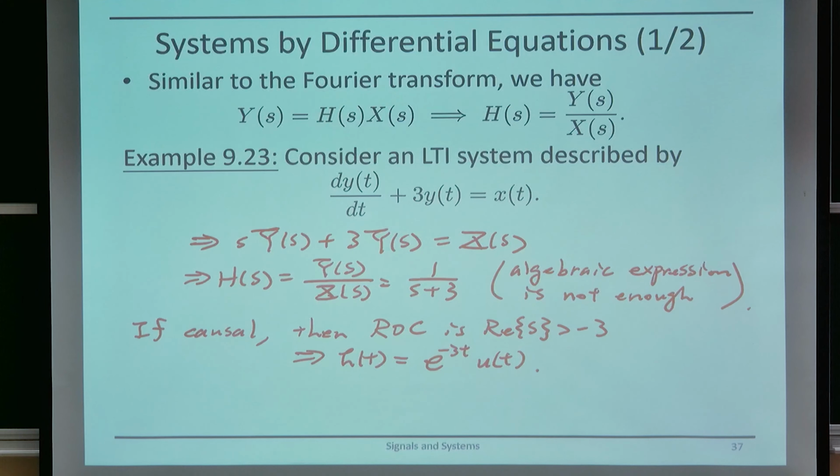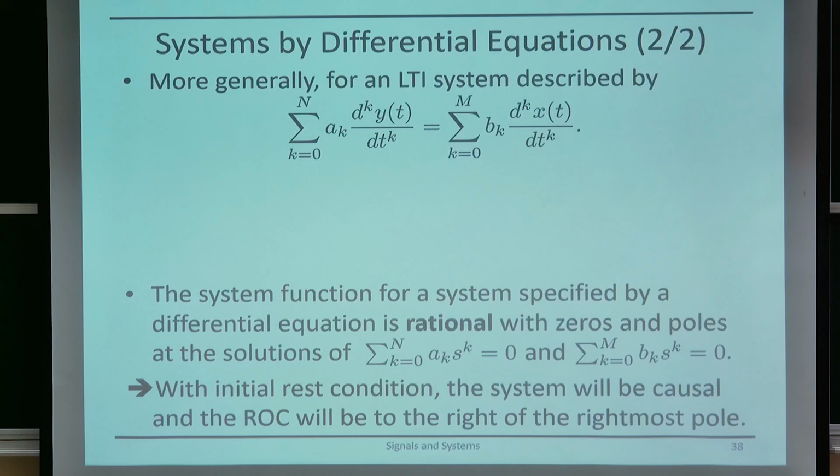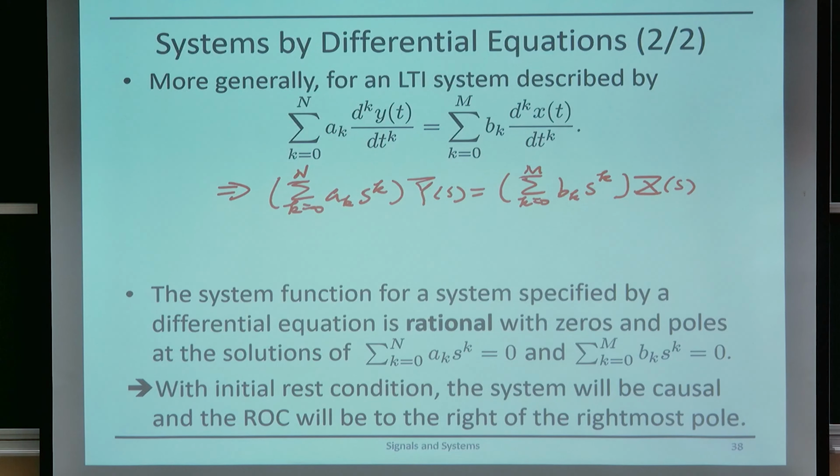Okay. Now let's look at a more general case. Suppose we have this system given here, described by this linear constant coefficient differential equation. Similar to before, we can start out by taking the Laplace transform on both sides. And that will give us summation k from 0 to n, ak s to the power k of y of s equal to summation ck s to the power k of x of s.